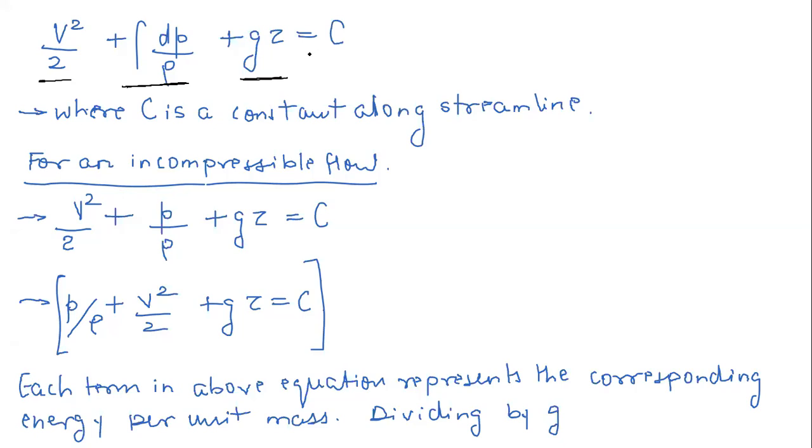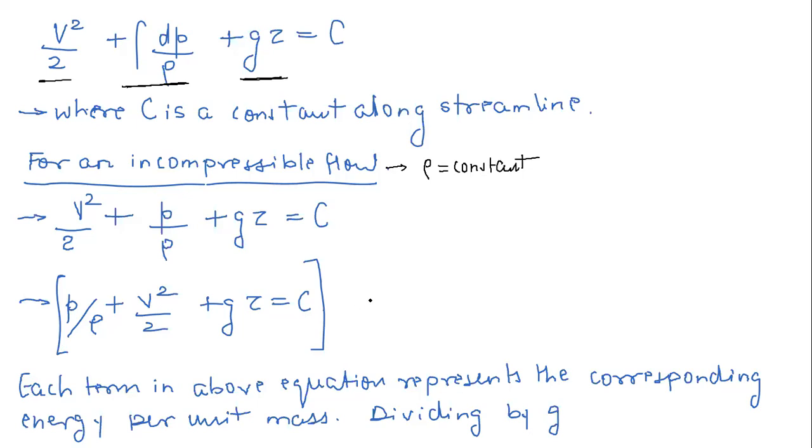But for an incompressible flow, you assume that rho is constant, or rho is not going to vary. If rho is constant, you can take rho out of the integral sign. Inside you have just one term, the integration of dp, which is equal to p. So the final equation for Bernoulli's statement is p by rho plus v square by 2 plus gz is equal to constant.